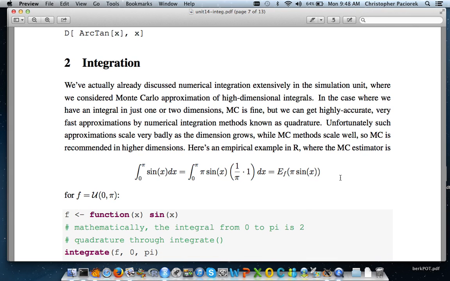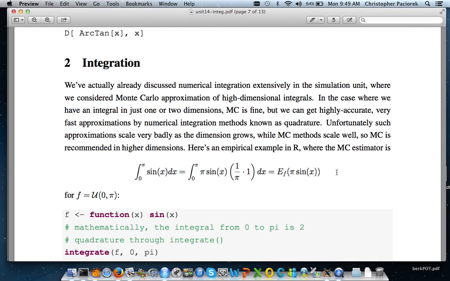Let me lead off with a motivating example. Again, it's just a toy example where we know the right answer and we can see how accurate an answer we get using R's implementation of quadrature versus using a Monte Carlo estimate. This is just going to be a one-dimensional integral. Suppose I wanted to integrate sine of x from 0 to 2 pi. If you do this mathematically, you'll see that the integral is just 2, so we know the right answer is 2. We can think about doing this either using quadrature in R, which amounts to using the integrate function, or as a Monte Carlo expectation.